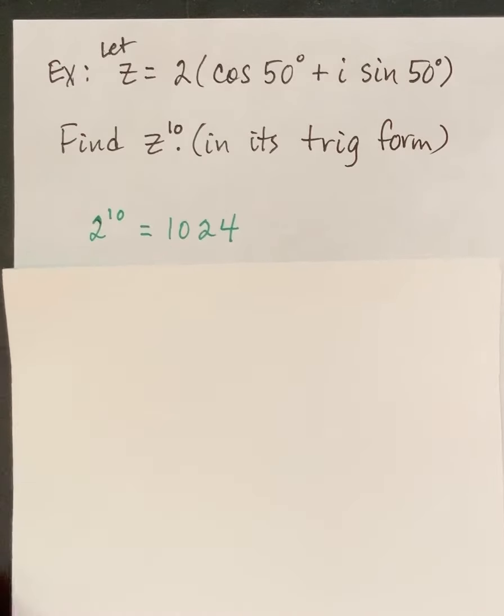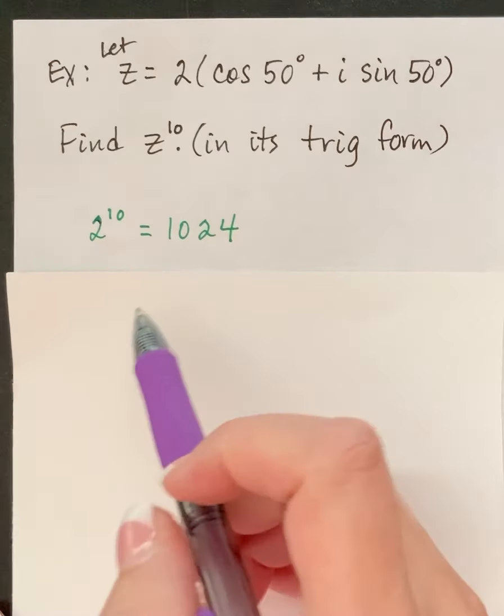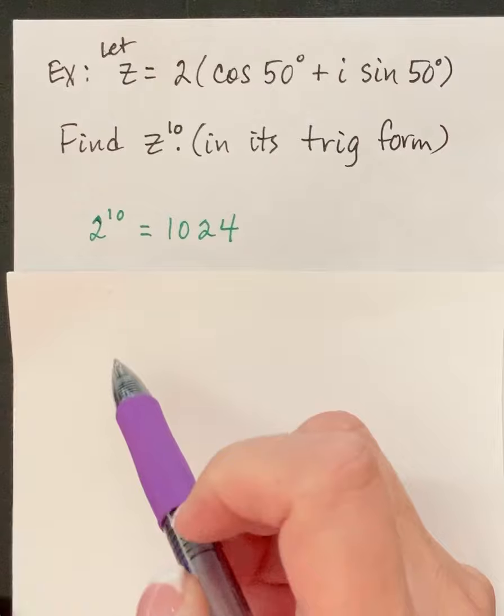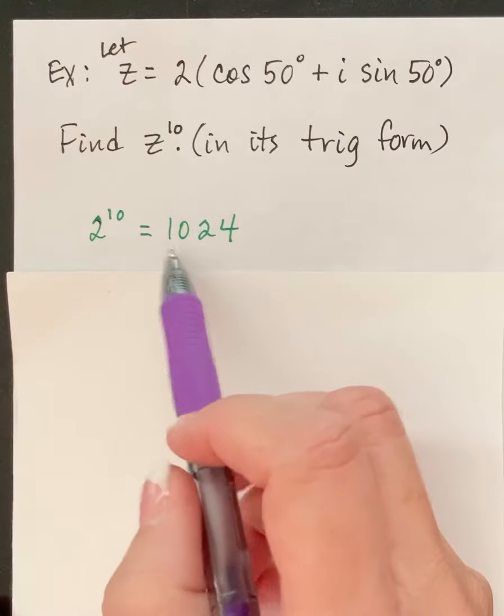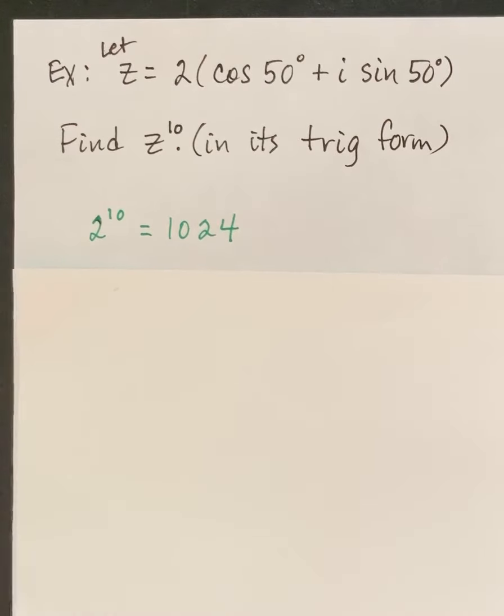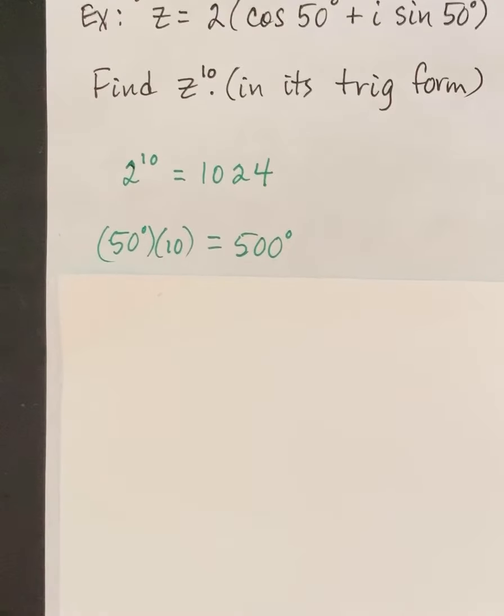Okay, so using de Moivre's theorem, we will take the modulus, which was 2, and actually raise it to the 10th power. And that will be 1024. And then you take the argument, 50 degrees, and you multiply that by 10. All right, see, this is raising to the 10th power. This is multiplying by 10. So you do have to keep track of that. That gives us 500 degrees.